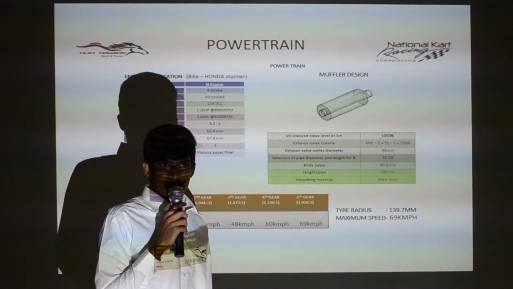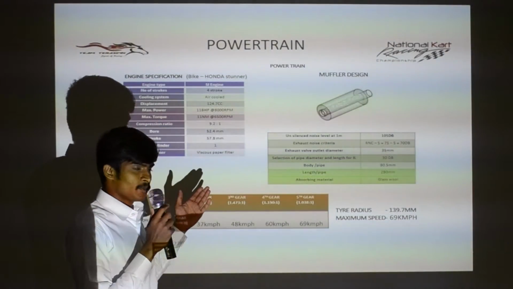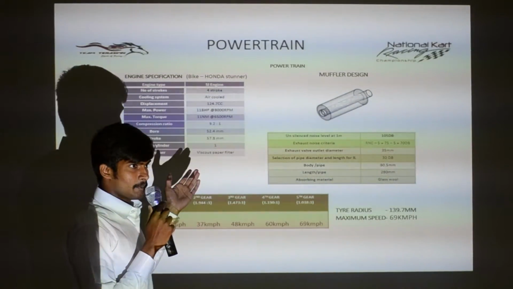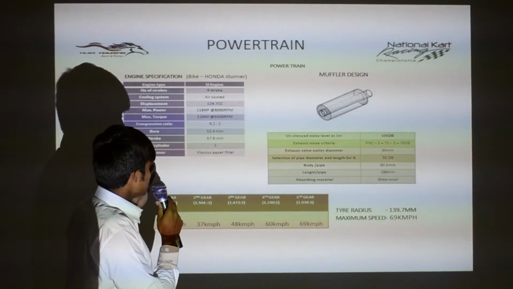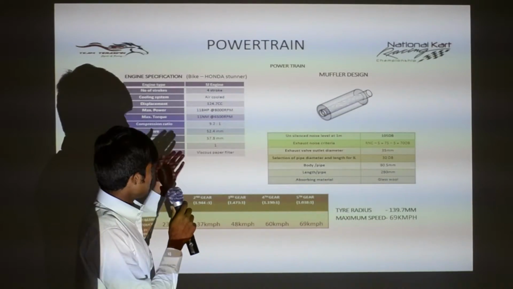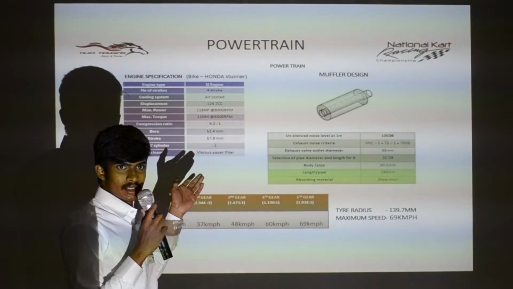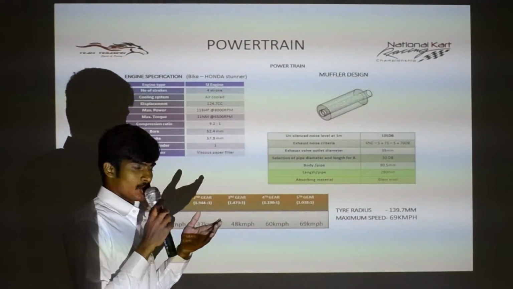I am going to explain the upcoming slides. Powertrain. We have chosen Honda's Stunner engine based on the HP and torque in comparison with other engines. It is a 4-stroke air-cooled single-cylinder engine which has a maximum power of 11 bhp at 8000 rpm and 11 Nm torque at 6500 rpm, which has a compression ratio of 9.2:1.